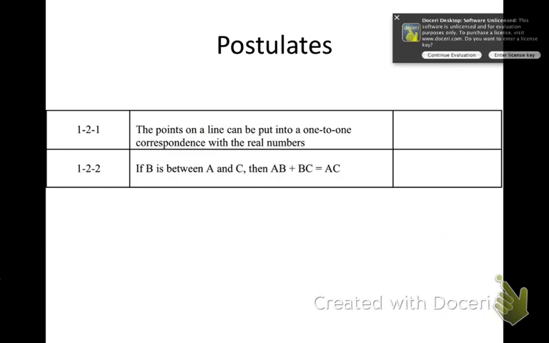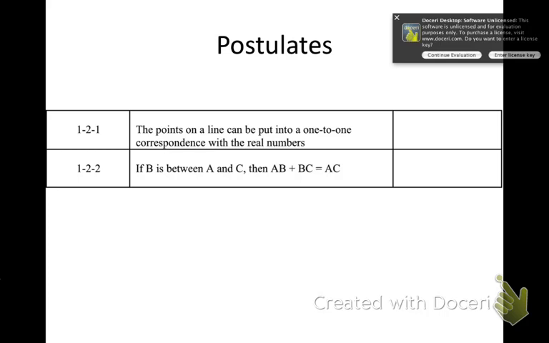Did we already do these? Postulates? We had some other ones. Oh, there's a lot of postulates. 1-2-1. The points on a line can be put into one-to-one correspondence with the real numbers. Okay, we're talking about a lot of times number lines and such. We're going to use real numbers.